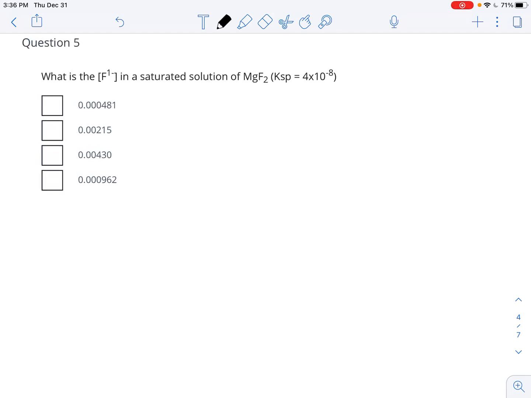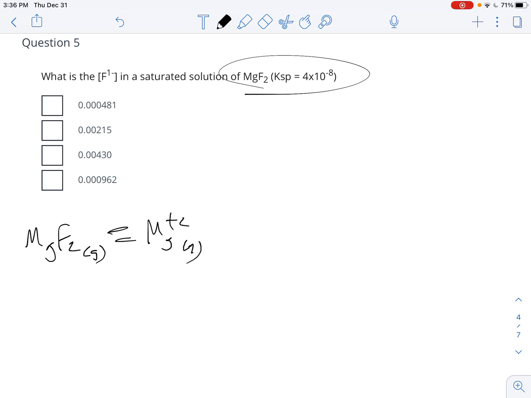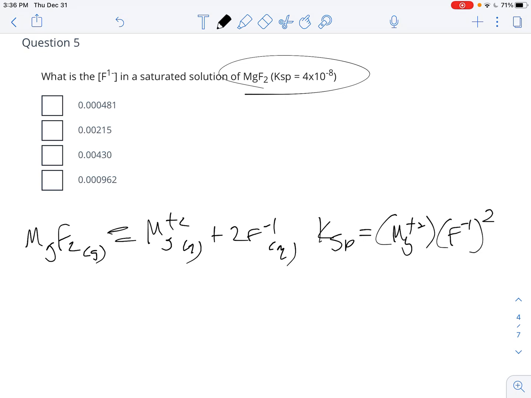Question 5 is the exact same question, except that the math is going to be a little bit different. So again, I've got the Ksp of magnesium fluoride here. What have I got? I've got MgF2, that's a solid, and that's going to be in equilibrium with aqueous Mg2+, and then 2 F- over here. And so Ksp is going to be equal to the magnesium times the fluoride squared.